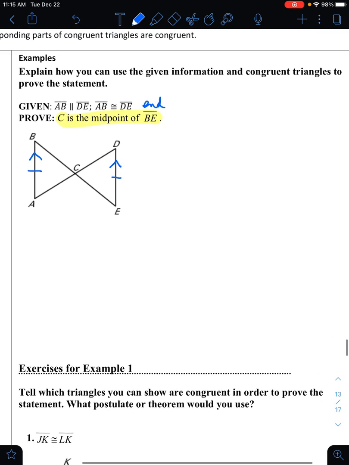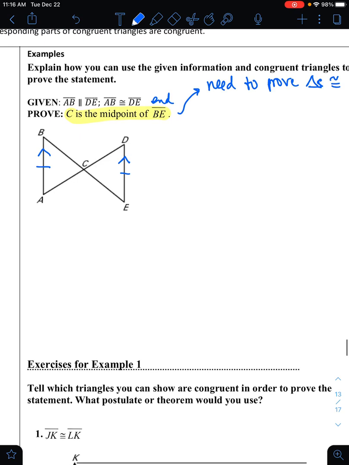What I'm thinking about is I need to prove that the triangles are congruent. So I'm still going to do my normal look for things I can mark on my diagram and show the triangles are congruent. So let's just talk about what we see. There's a couple ways we could go about this, but I'm going to focus on the parallel lines. If my lines are parallel, I see that B and E are congruent, and I see the other set of angles here are congruent, all by alternate interior.